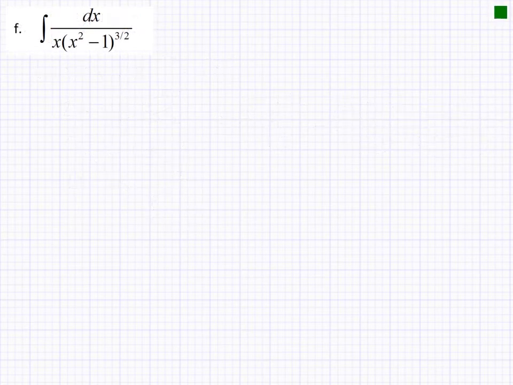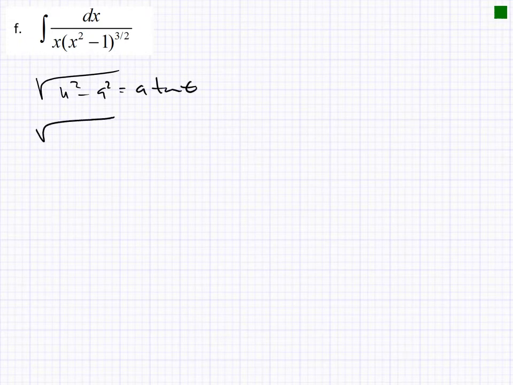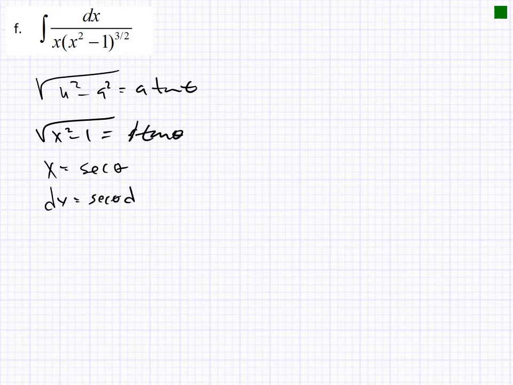So here we're going to use trig substitution. Square root of u squared minus a squared equals a tan theta. So this means the square root of x squared minus 1 equals 1 tan theta. That only happens because u, which is x, equals secant theta. And therefore dx equals secant theta tan theta d theta.